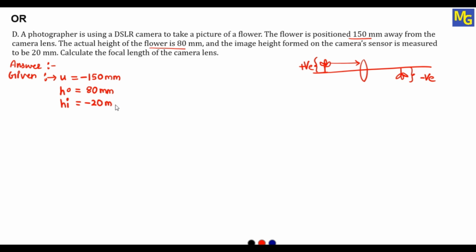So remember, I hope you understood why I wrote minus 20, because the image is inverted. So I have written minus 20 mm. And what do we have to find out? We have to find out the focal length. So focal length means F. F is equal to question mark.